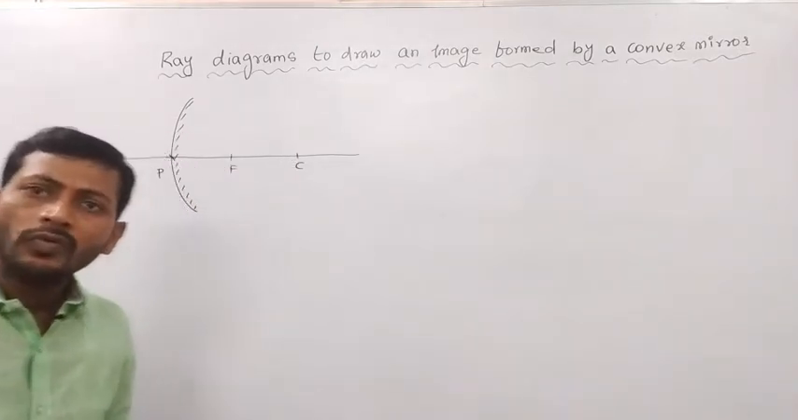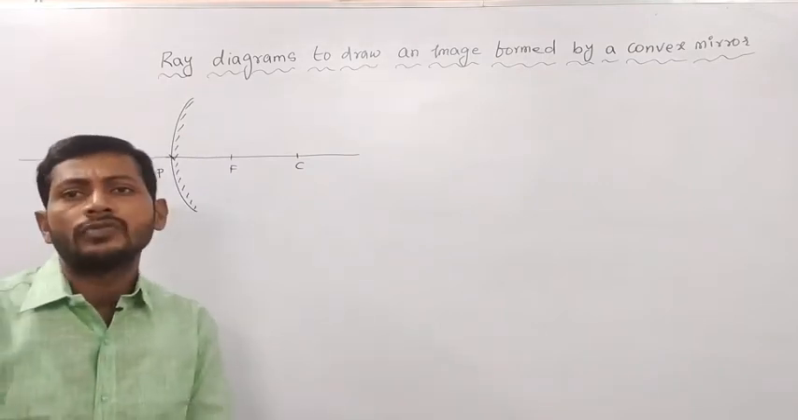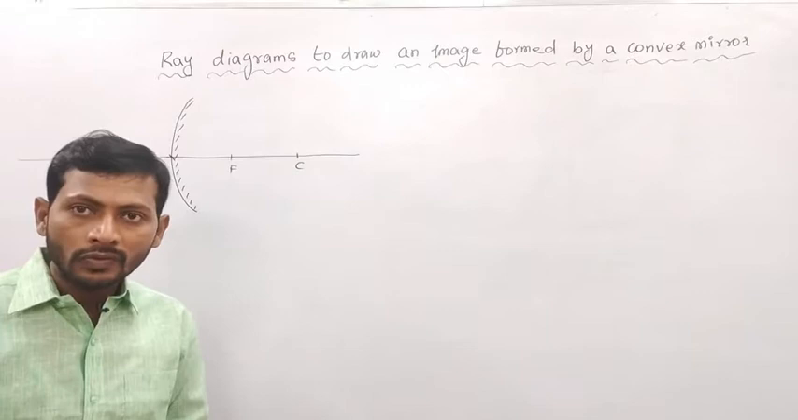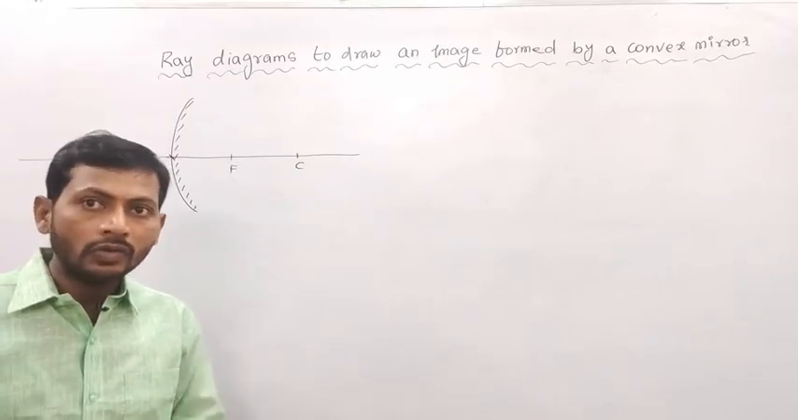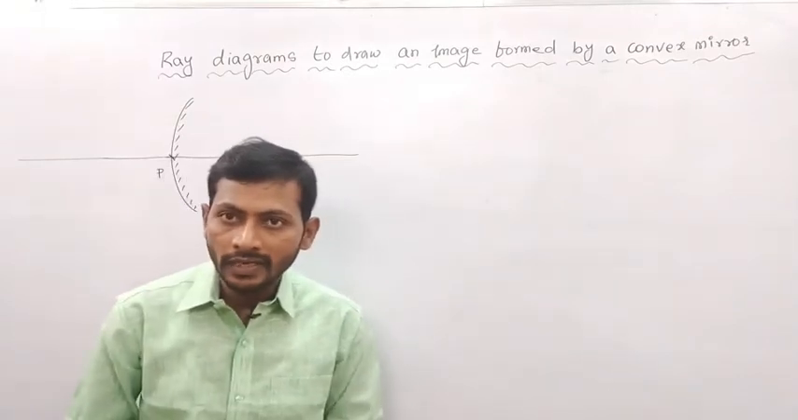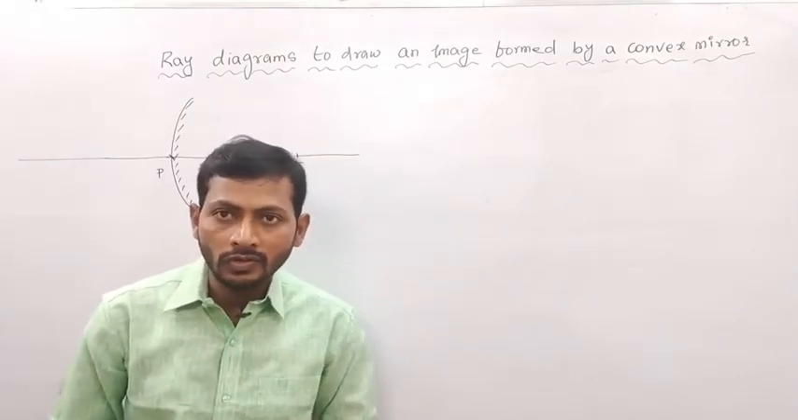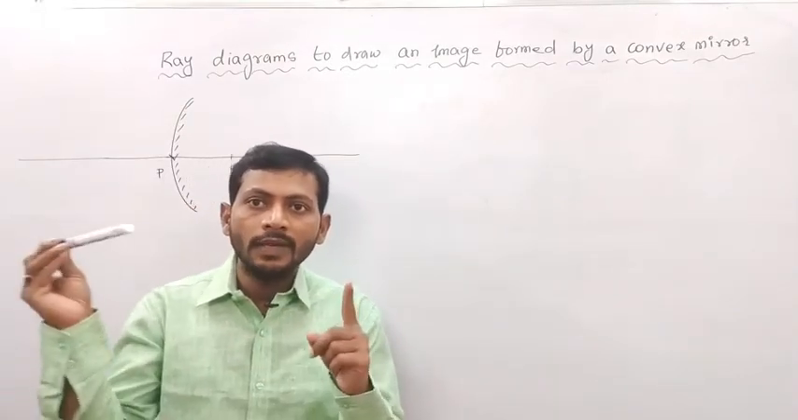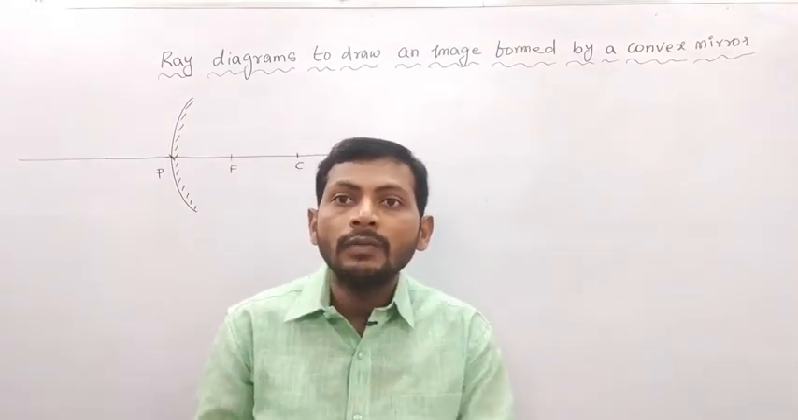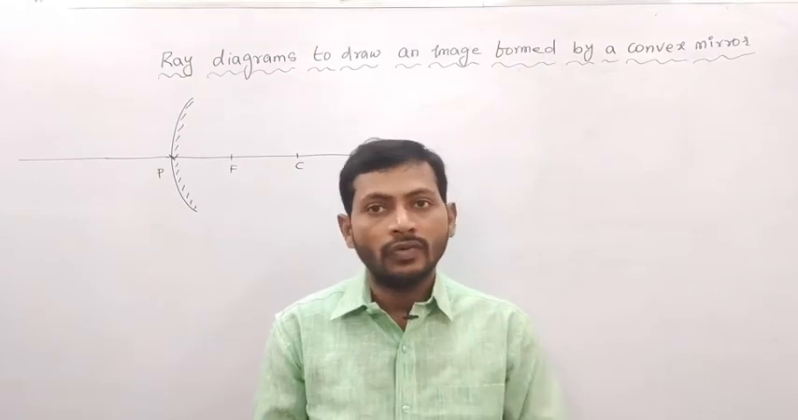Here also we are going to follow the same rules. When you want to draw the image, we already know the rules. What are the rules? Do you remember? Shall I ask once again? The first rule: if the ray is coming parallel to the principal axis, then the reflected ray will pass through the focus.